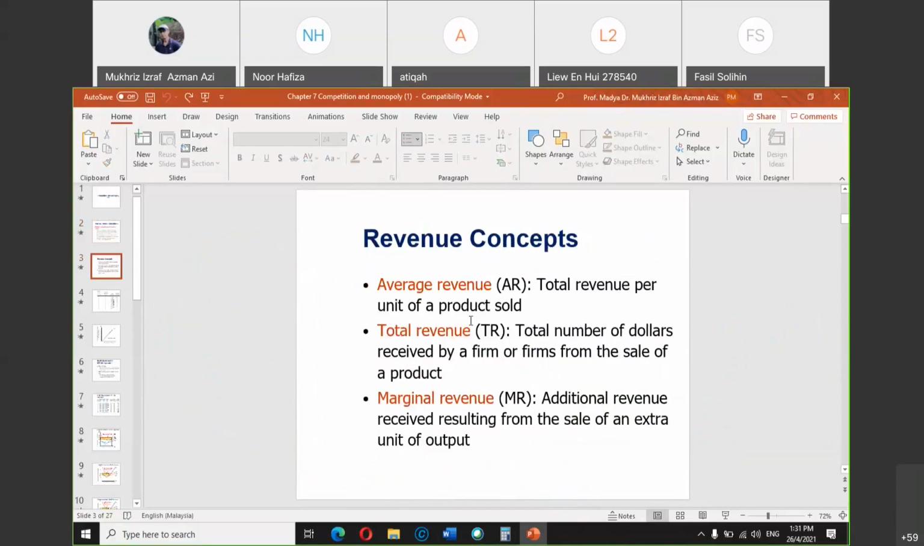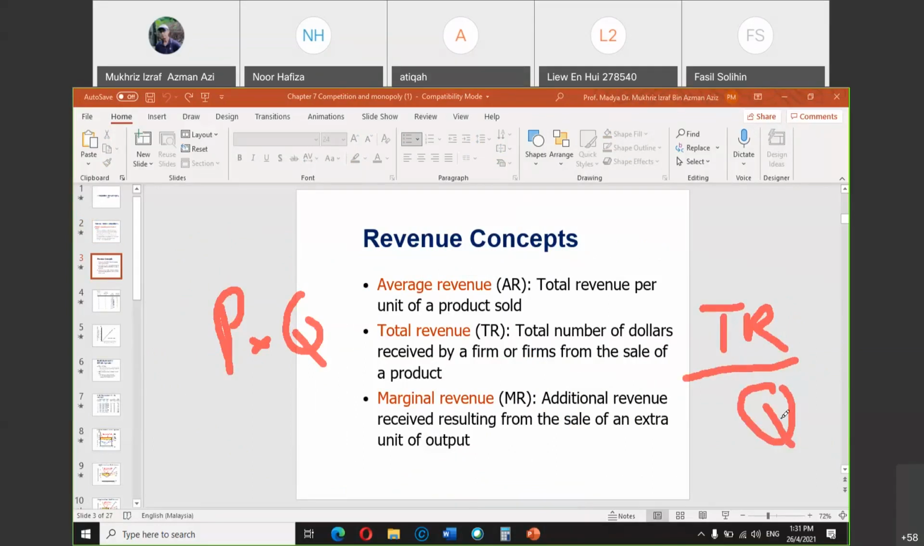Okay, so AR is average revenue. First, total revenue is P times Q, price multiplied by quantity. Once you obtain the total revenue, you can calculate AR. So basically, AR is TR divided by Q. The word average means total divided by quantity.